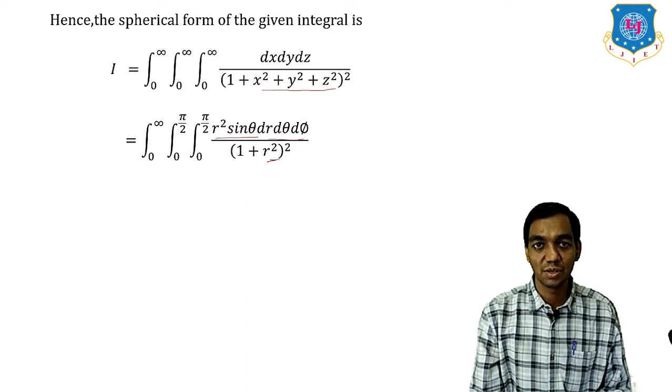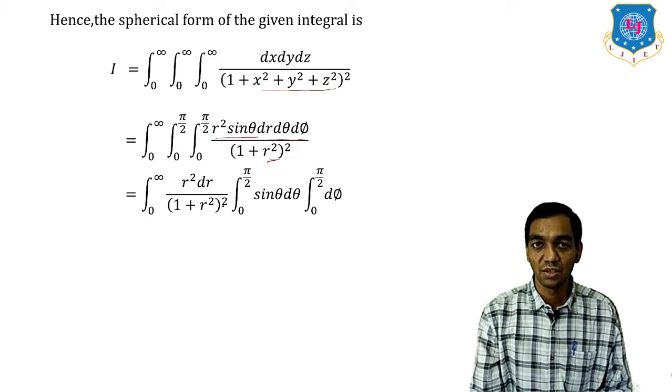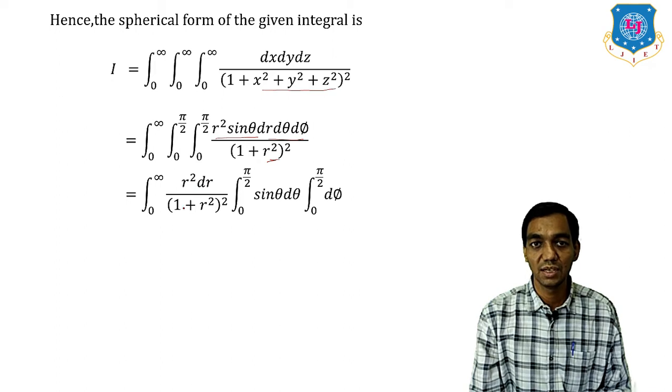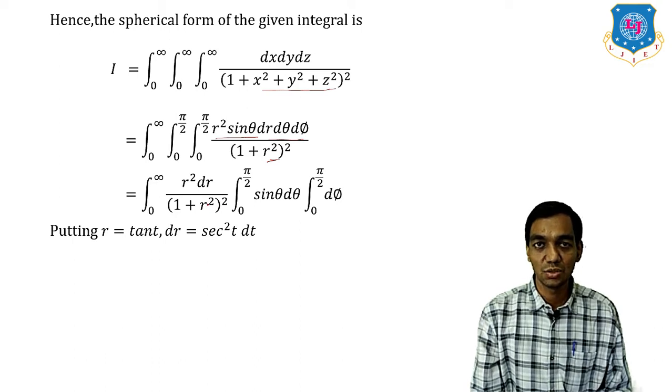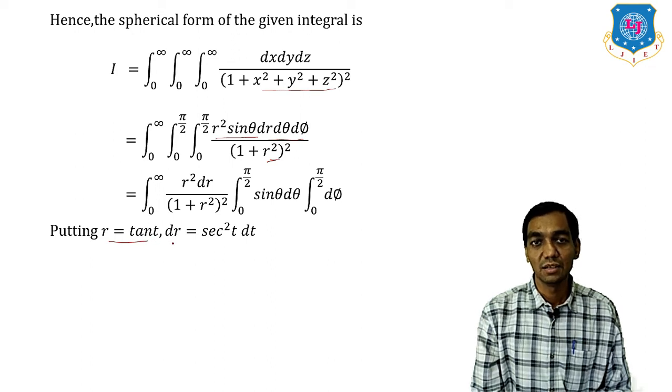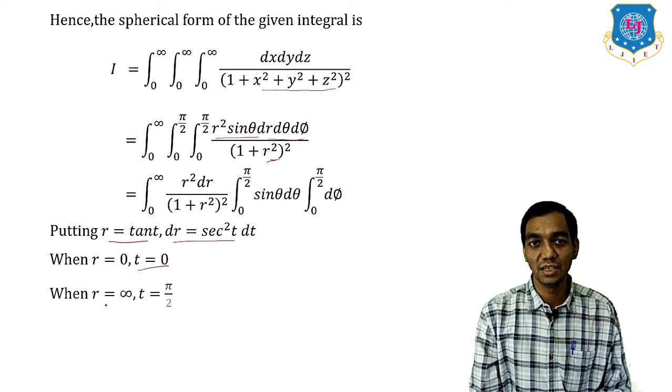Now this form is a variable separable form. So separate the integration of r, of theta, and of phi. You will have integration from 0 to infinity r square upon (1 plus r square) the whole square dr, into 0 to pi by 2 sine theta d theta, into 0 to pi by 2 d phi. If the first integration is not directly possible, we put r equal to tan t, so dr is equal to sec square t dt. When r is 0, tan t is 0, so t is 0. When r is infinity, tan t is infinity, so t is pi by 2.